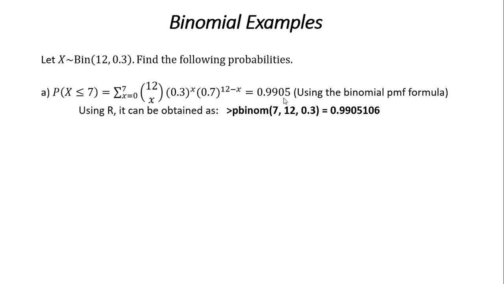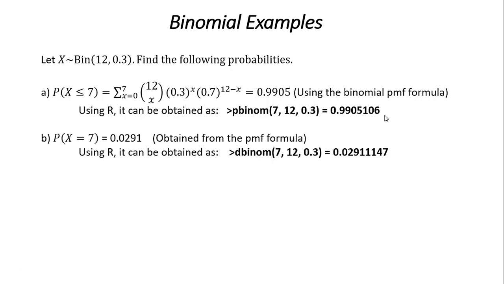In R, the code would be pbinom. I'm using p for cumulative: pbinom(7, 12, 0.3). 7 is my x value, 12 is our value for n, and 0.3 is p. Again, this works out to be 0.9905106. This would be our output in R.